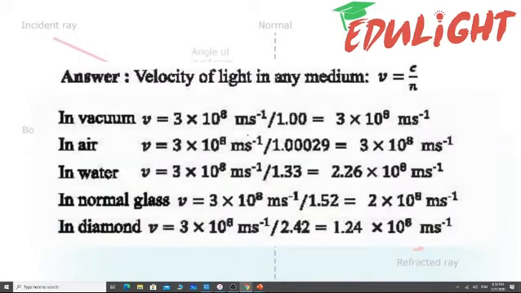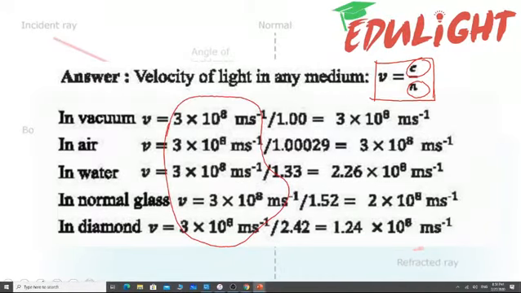Okay, so from that we have already discussed that V is equal to C by N, that means the velocity of light divided by the refractive index of that medium. The velocity of light in vacuum is the same in every case, that is 3 into 10 to the power 8. The only difference here is that we replace the refractive index with the medium's refractive index.